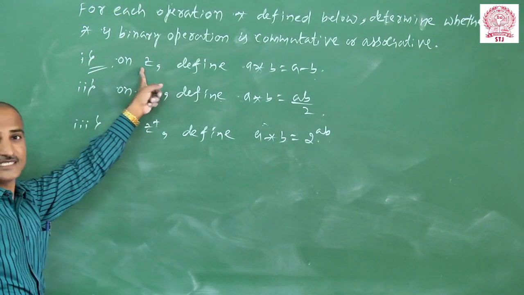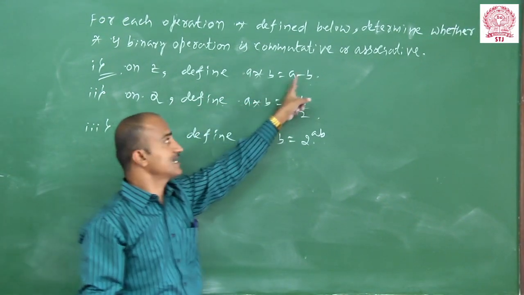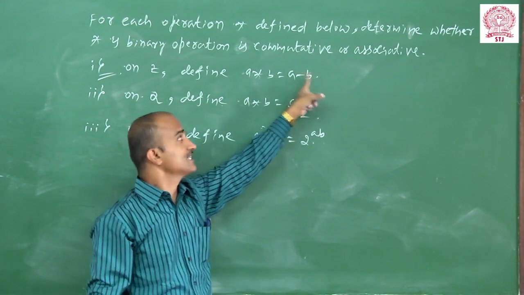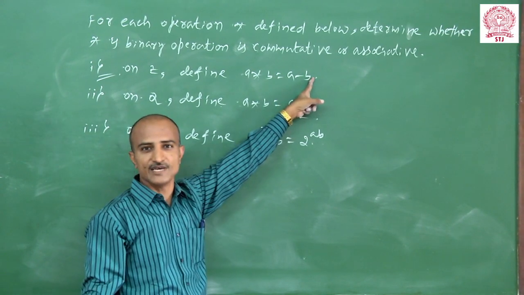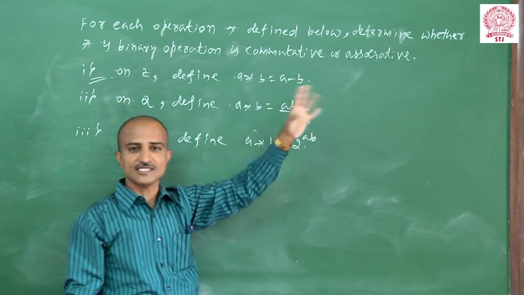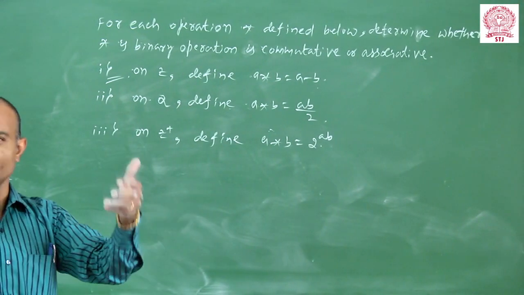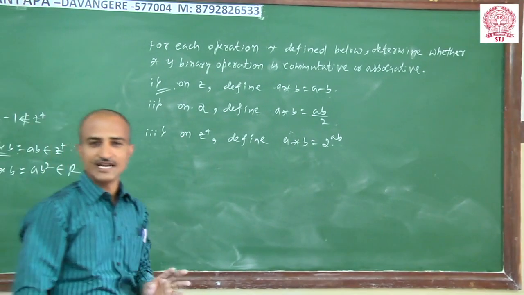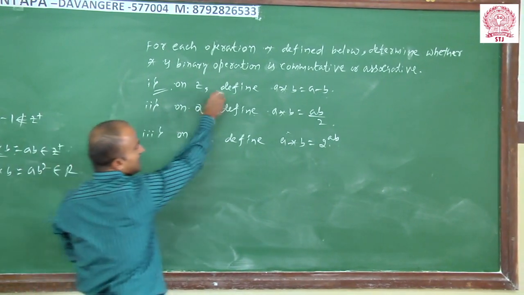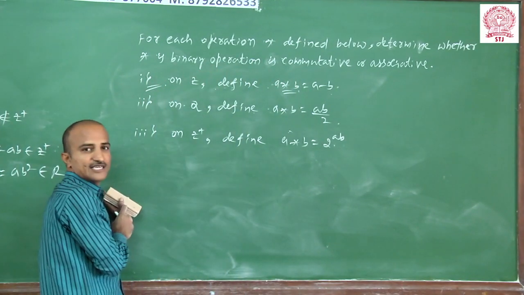On Z, the set of integers, they have defined a star b as a minus b. Clearly, star is a binary operation because the difference of any two integers is an integer. Therefore, star is a binary operation on Z.